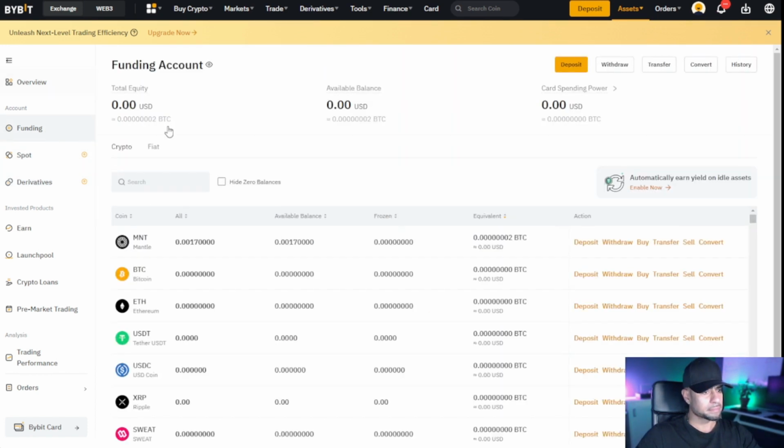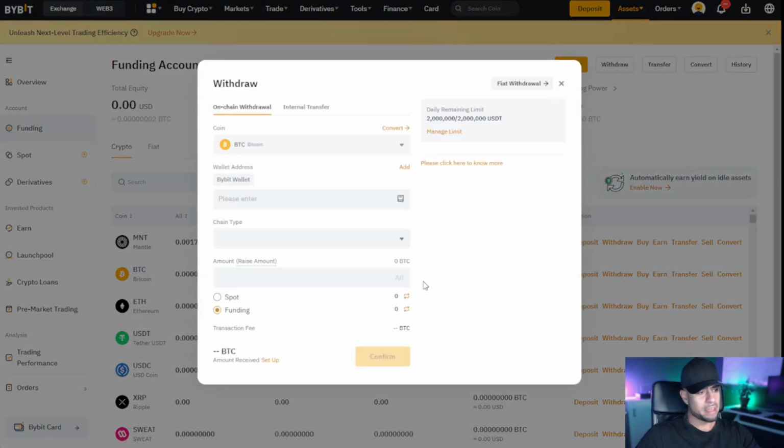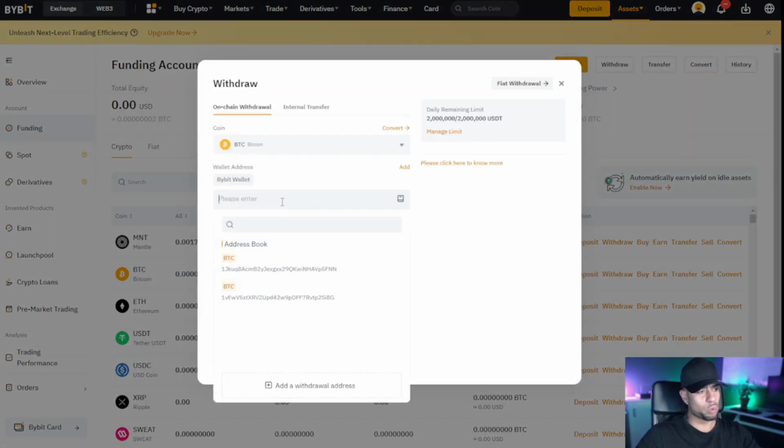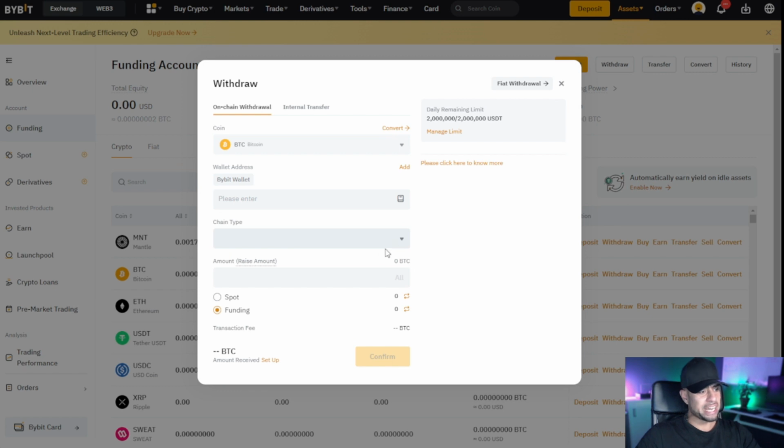Boom. Now inside here, let's say I have some BTC, and let's say I want to withdraw it. I can do it directly from here. I click withdraw, and then I choose what wallet I want to send it to, what chain type, what amount, and then just confirm. And your assets, or your Bitcoin in this case, will be sent.